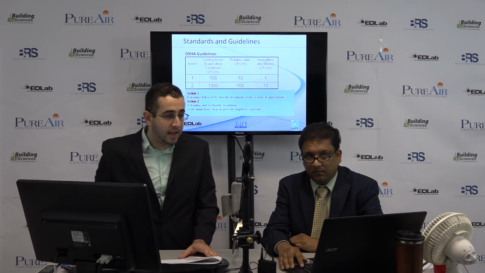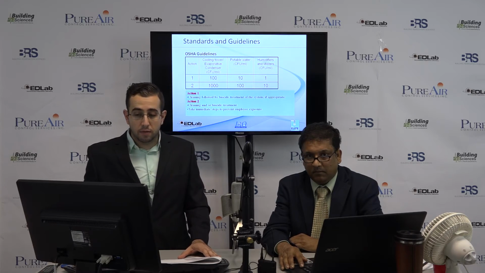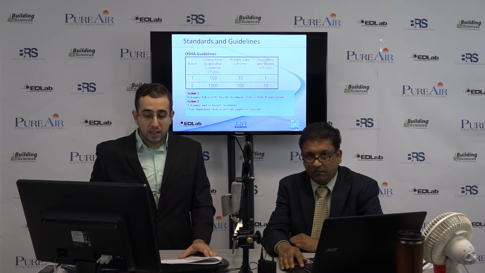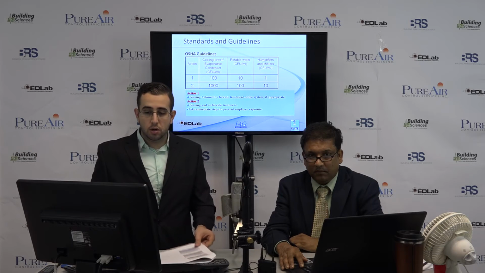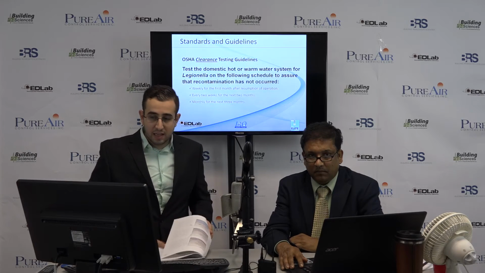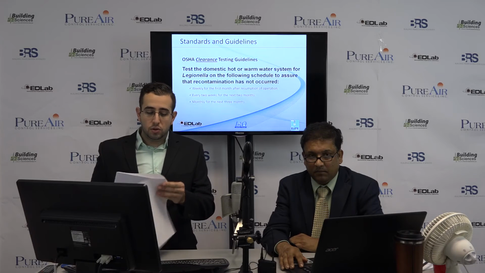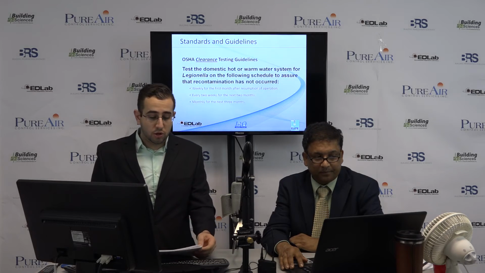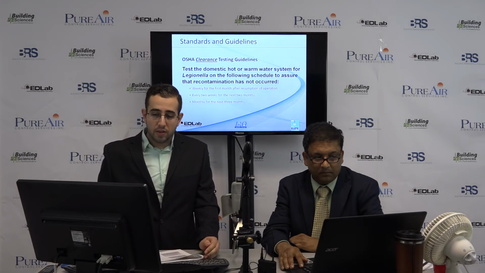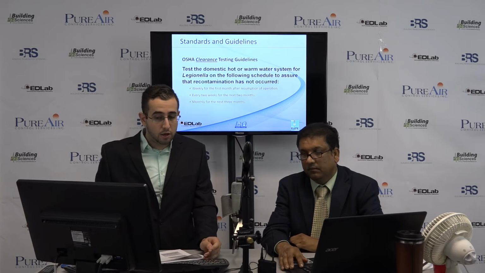Action 2 is taken if there's a higher number of Legionella detected, and what needs to happen is cleaning and/or biocide treatment, and immediate steps need to be taken to prevent employee exposure. OSHA clearance testing guidelines say to test domestic hot water systems based on this schedule should Legionella be detected, and this is to assure that recontamination does not occur.